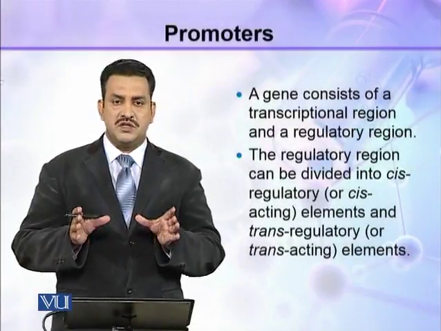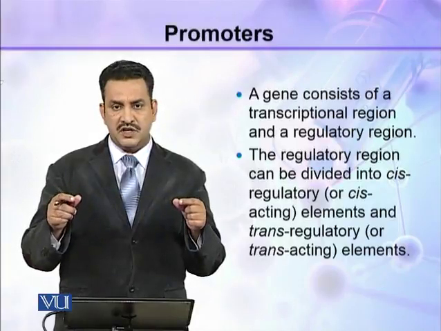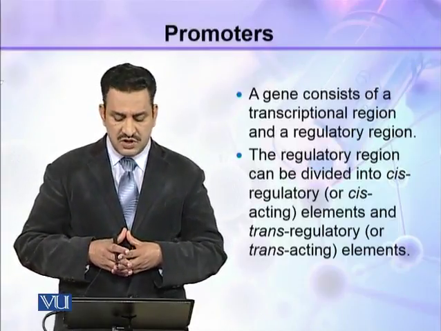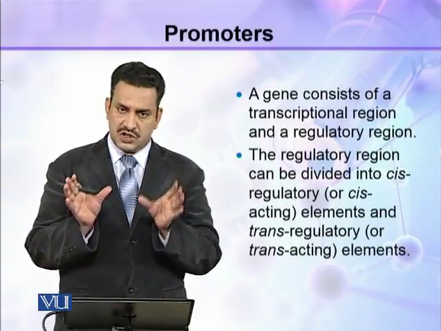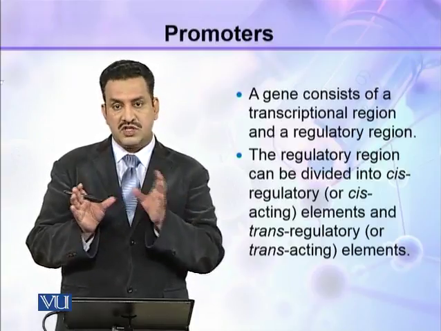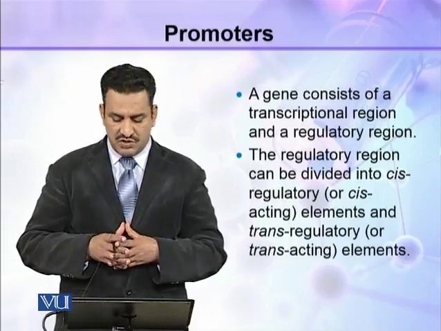So when we see a gene, which is a piece of DNA, a gene consists of a transcriptional region and a regulatory region. Every gene has a transcriptional region, which actually gets transcribed to make protein, and along with it there is some part which is called the regulatory region.